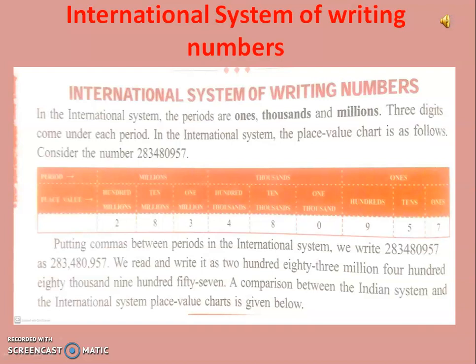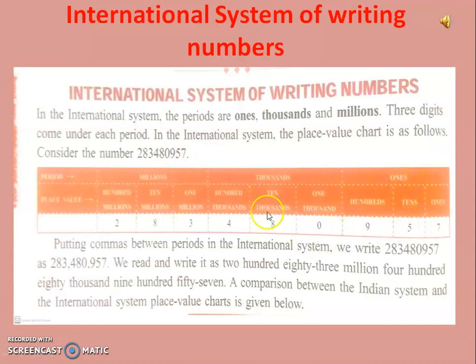In the international system, the periods are ones, thousands and millions. Three digits come under each period. In the international system, the place value chart is as follows. Consider the number 28 crore 34 lakh 88,957. According to the international system of writing numbers, we will put every digit in this chart.